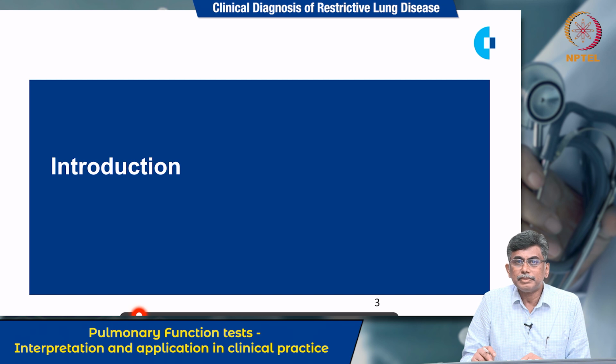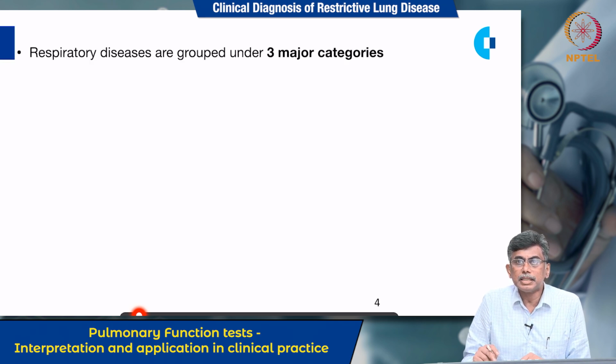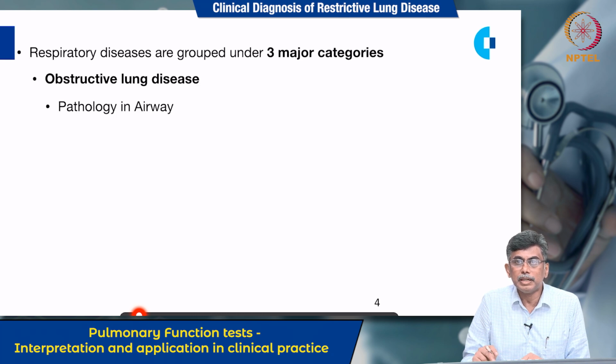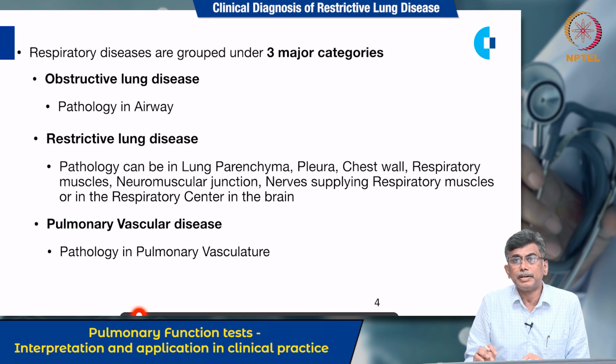Now, we will start with a brief introduction. Respiratory diseases are grouped under three categories. One is obstructive lung disease, where the problem is in the airway. Second, restrictive lung disease, where the problem can be in the lung parenchyma or in the pleura or in the chest wall or in the respiratory muscles or the neuromuscular junction or the nerves which supply these respiratory muscles or in the respiratory center in the brain. The third type is pulmonary vascular disease, where the problem is in the pulmonary vasculature.